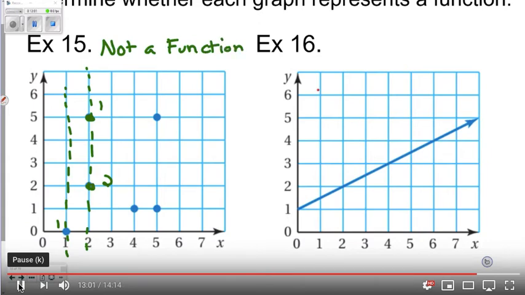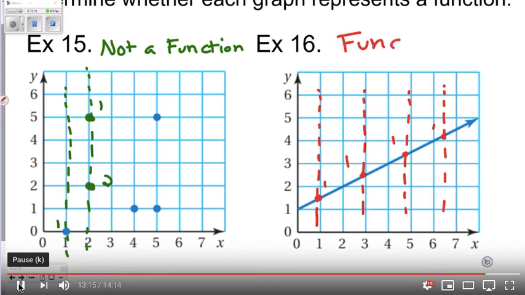On example 16, I'm going to do the same thing. I'm going to draw in some vertical lines. Each vertical line should only touch the graph one time. If it touches it more than once, it's not a function. Each vertical line here on 16 only touched once, so 16 is a function.